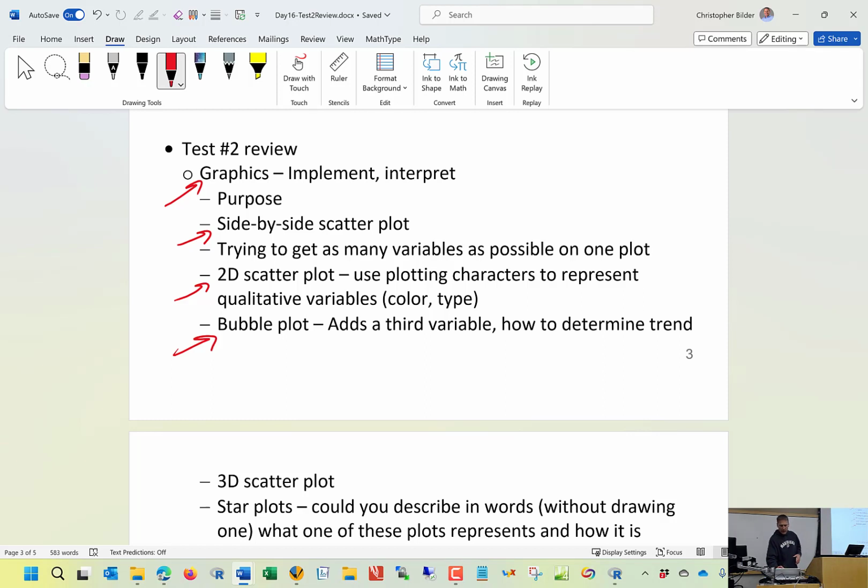If I say, for example, here's a bubble plot, interpret the relationship between the three variables that are represented here. In this particular case, you would say, okay, if I have x1 here and x2 here, it looks like a linear trend between x1 and x2, a positive dependence between x1 and x2. And if x3 represents the size of the circle, we see the same kind of positive dependence between x3 and x1 and x2 as well.